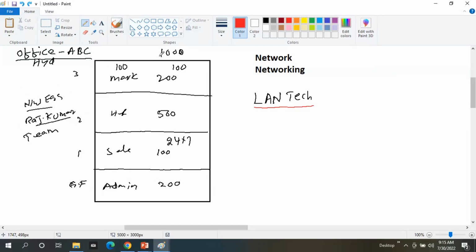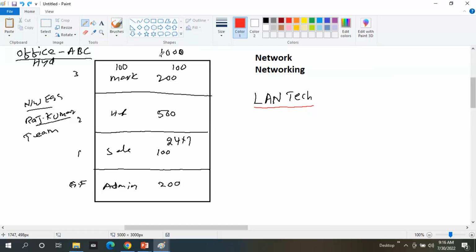If we take any hospitals, they deal with very high-end equipment and require high network connectivity. We need to provide it actually. So how can it come? LAN technologies.